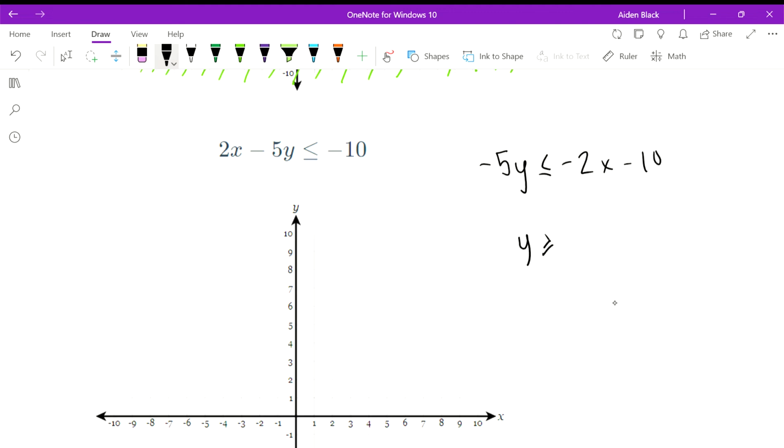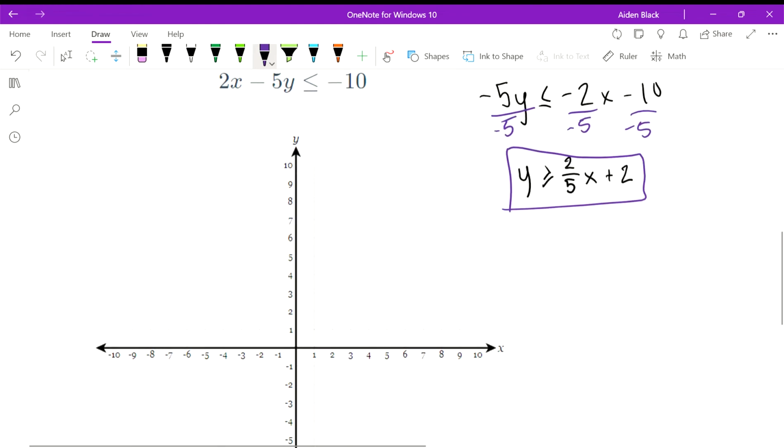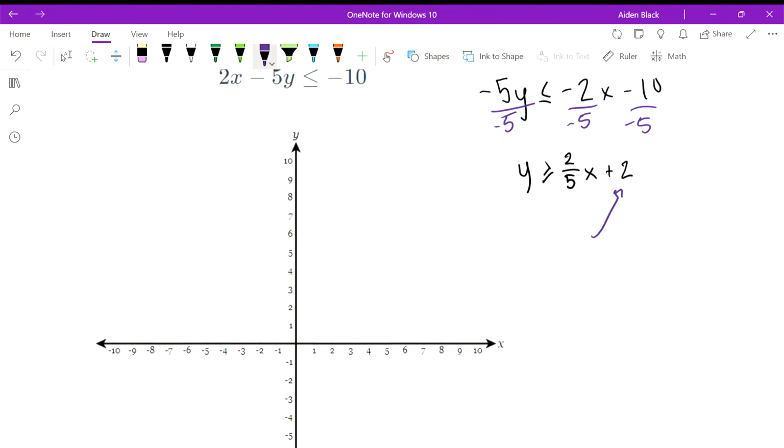So now our sign's like this, and we should have 2/5 x plus 2, because we divided all these by negative 5, so every term that is dividing both sides of the equation or inequality by negative 5, we'll see that these negatives cancel, and you get the following. So now it's easy to graph. We know our y-intercept is 2. Then we know our slope is up 2 over 5.